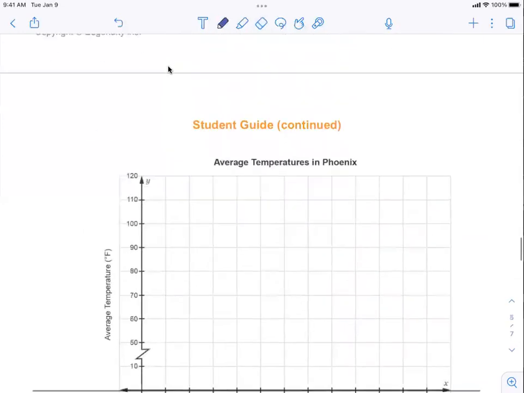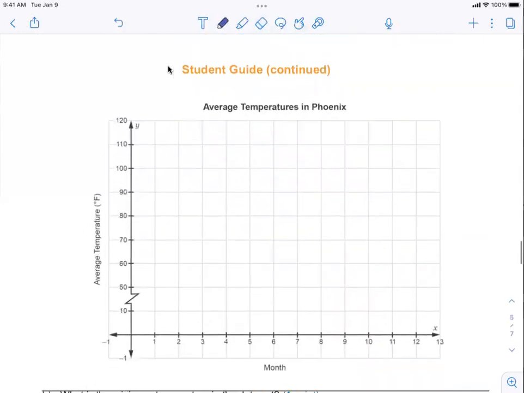So letter B. Oh, there it is right there. You can plot it on this. Etc. So you can plot your points. They kind of look like that.